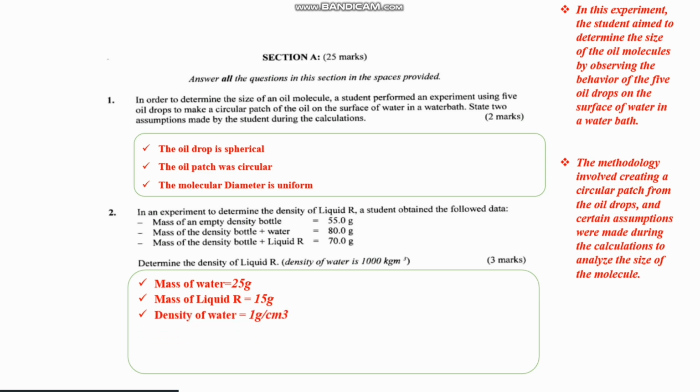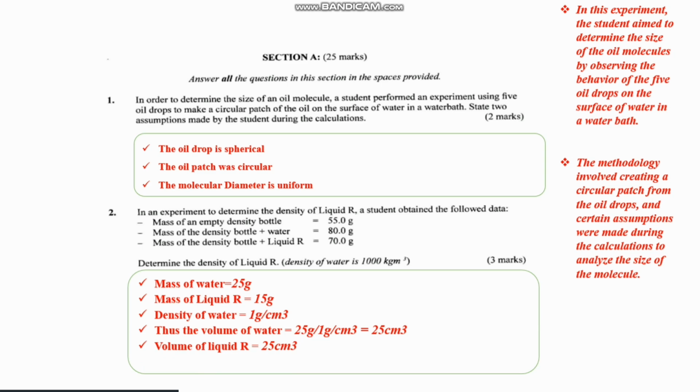The density of water, we can convert it to grams per cubic centimeter. This is because the data we are given is in form of grams, so we change everything to the SI units. The volume of water can be calculated as the mass divided by the density, which is found to be 25 cubic centimeters. Also remember that the volume that water occupies in a density bottle will be the same volume that the liquid R will occupy in the same density bottle.